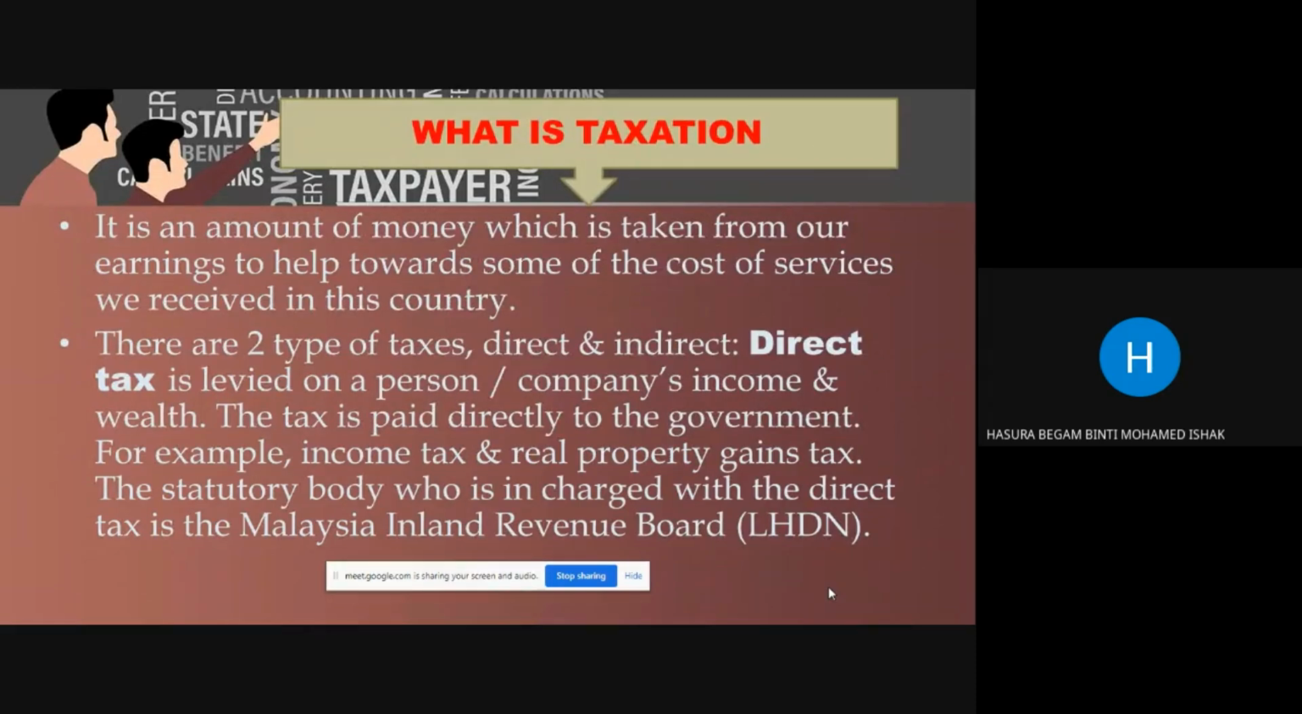So first of all, what is taxation? According to IRB, it is an amount of money which is taken from our earnings to help towards some of the cost of services we receive in this country. There are two types of taxes, which are direct and indirect. Direct tax is levied on a person's or company's income and wealth. The tax is paid directly to the government, for example, income tax and real property gains tax. The statutory body in charge of direct tax is the Malaysian Inland Revenue Board, or LHDN.